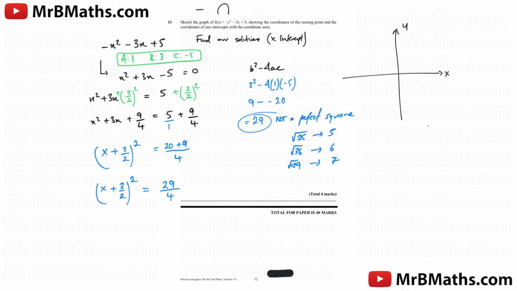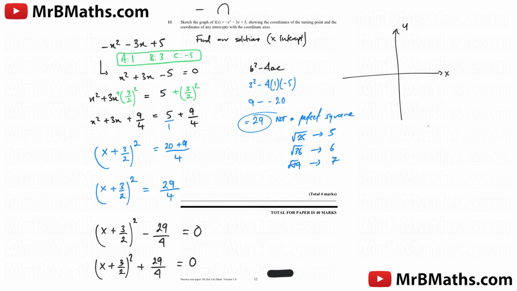Now if I move this all to one side, we'll end up with x plus 3 over 2 all squared minus 29 over 4 equals 0. Now, if you remember at the beginning, we multiplied everything by -1. So what I'm going to do is do that here. So I'm going to end up with x plus 3 over 2 all squared plus 29 over 4.